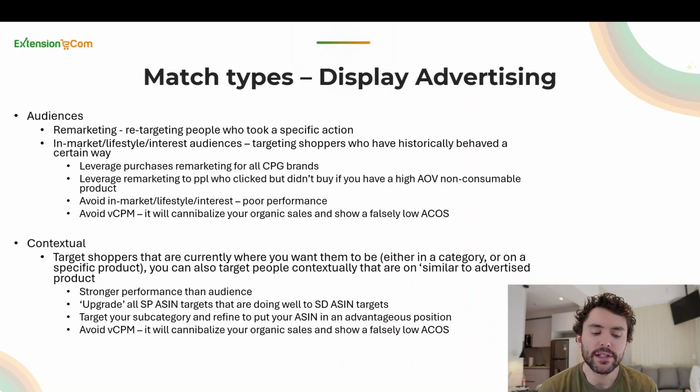So what you want to do here is you want to upgrade all of your SP ASIN targets to SD ASIN targets so that you can maximize spend within ASIN targeting. You also want to target your subcategory and add in refinements to give yourself a competitive advantage there. Hey, we want to target the category for anybody who's a more expensive product than us. Hey, we want to target the category for anybody with worse ratings and reviews than us. And again, avoid DCPM. It's going to help cannibalize your sales and make your life miserable.